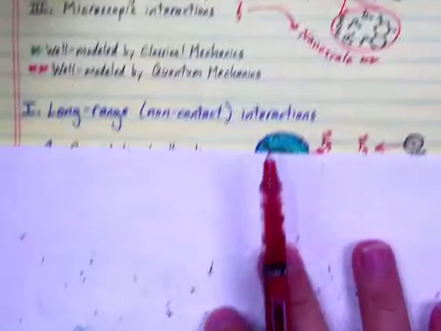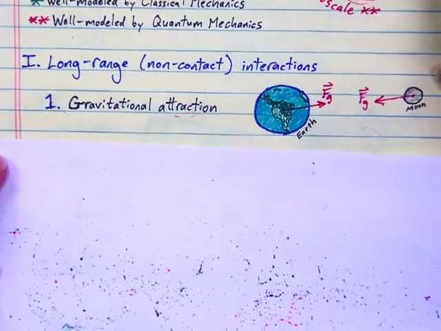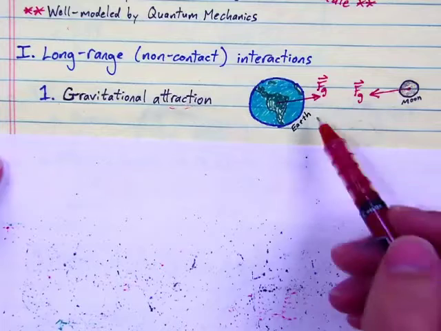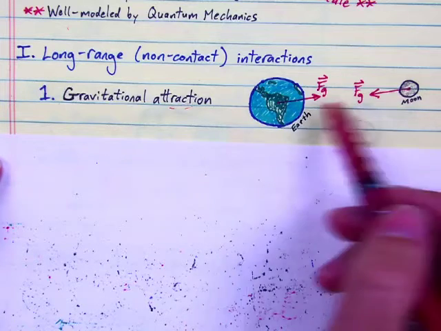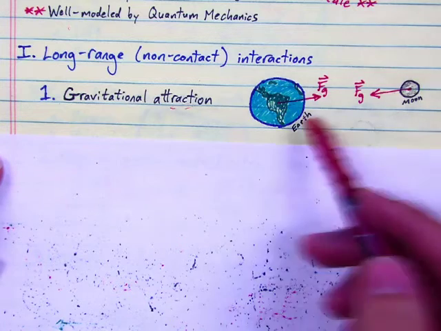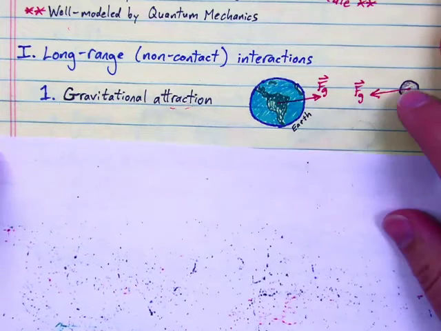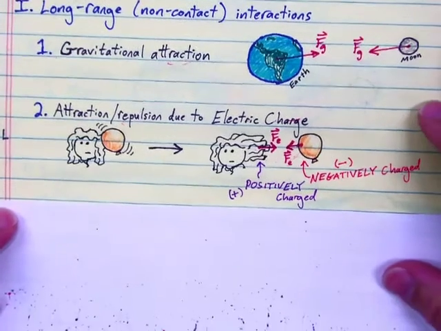Long-range interactions, most obvious of which is gravity. The Earth and the Moon can interact with each other even though they never touch. Over great distances, they're still exerting forces, a force of gravity on each other. The second example of a long-range non-contact interaction would be an electric force, electric interactions between charged objects.